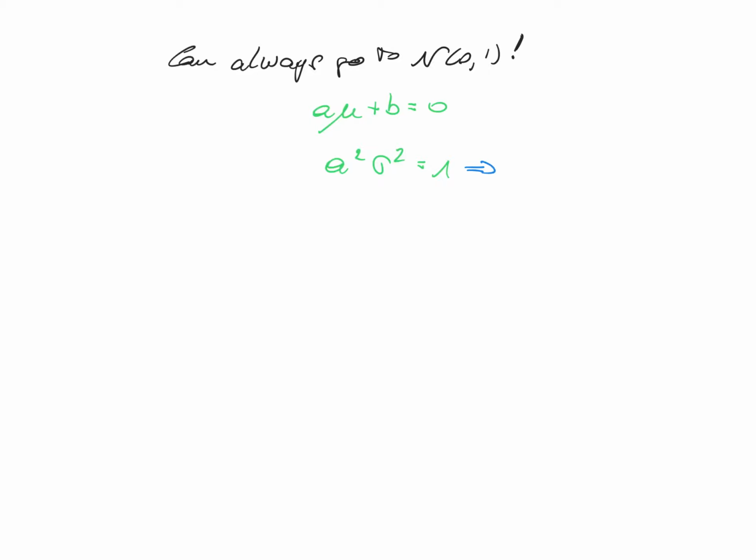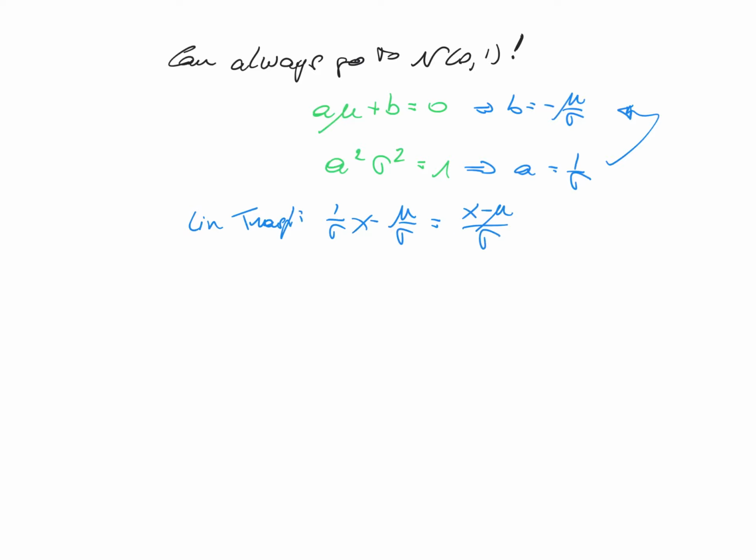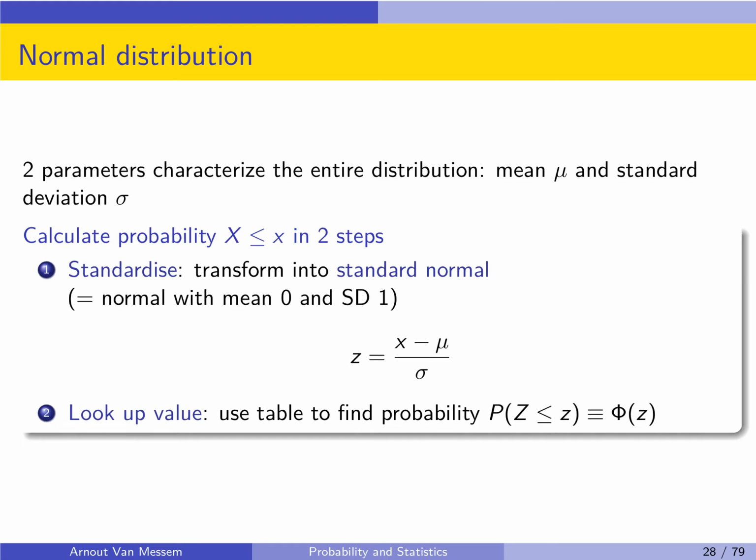This means, for starters, that a has to be 1 divided by sigma. If we then plug in the value for a, 1 over sigma, into the first formula, we obtain that b has to be equal to minus mu divided by sigma. And thus the linear transformation that we need will be 1 over sigma times x minus mu over sigma, or it is x minus mu divided by sigma. Using this property, we can calculate the probability that X is smaller or equal than x for any normal distribution. And this is done in two steps. First, we standardize the normal distribution, so we bring it back to a standard normal distribution by subtracting the mean and dividing by the standard deviation.